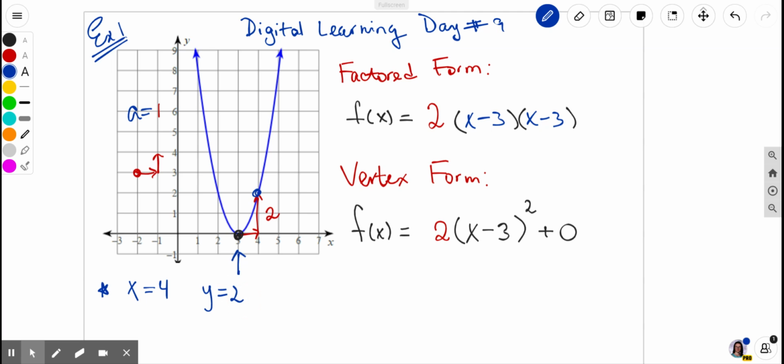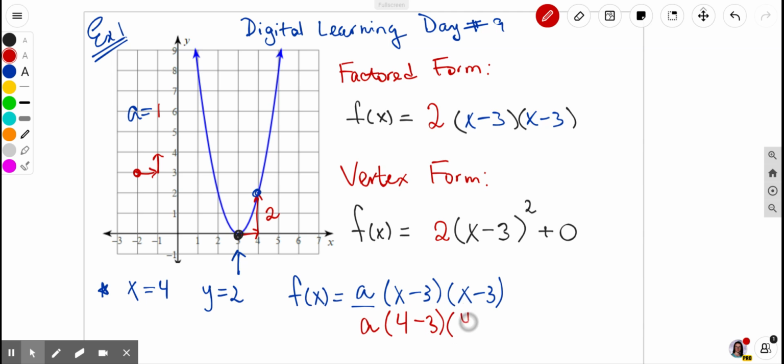So you can look at your factored form, and let's say you did not know the a value. You were clueless and had no idea. So I'm just going to say a. But I did know this was going to be x minus 3, x minus 3. What we're going to do is say that we know that if 4 is my input, everywhere where I had an x, I'm going to put a 4.